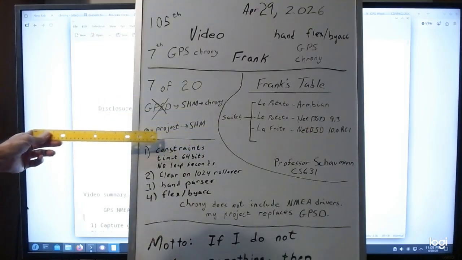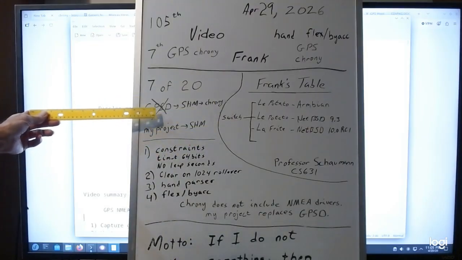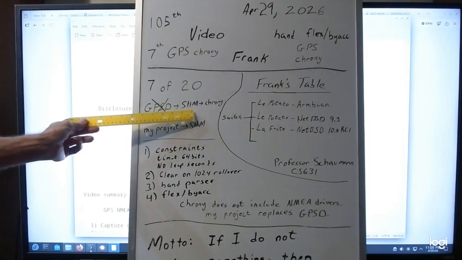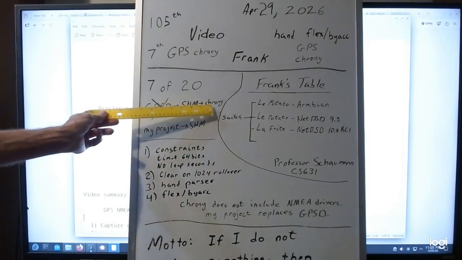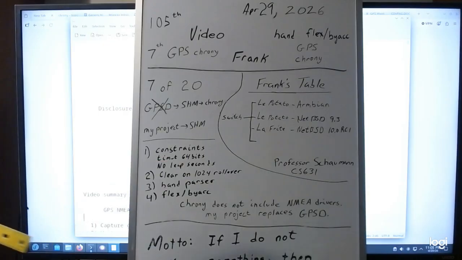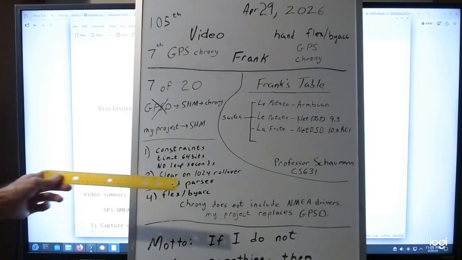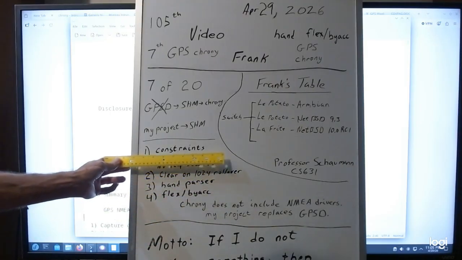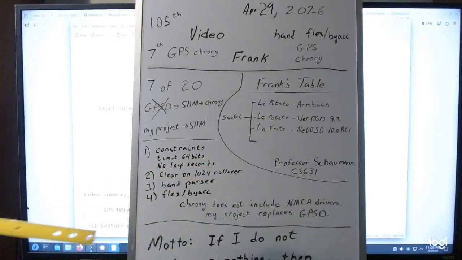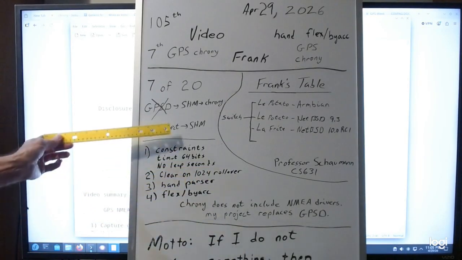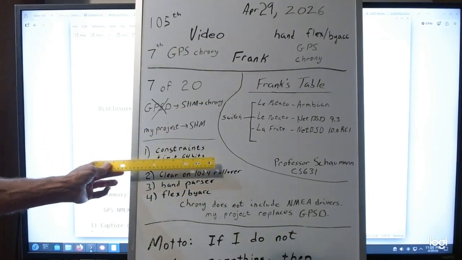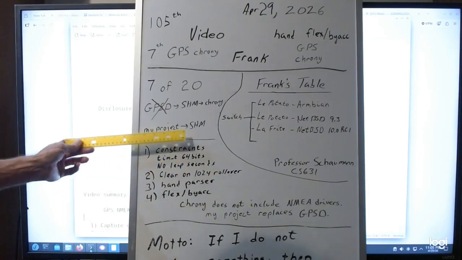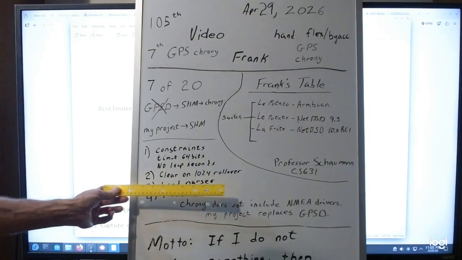My project replaces the GPSD. My project writes to the shared memory, and that is going into feeding chrony. And today, the outline: I'm going to talk about the constraints of my project. Time T is 64 bits. No leap seconds. I'm not going to consider leap seconds.